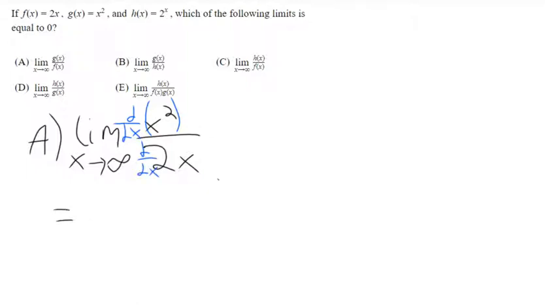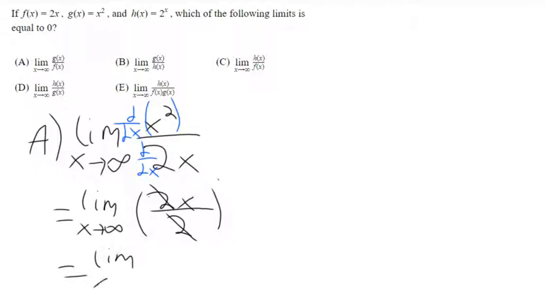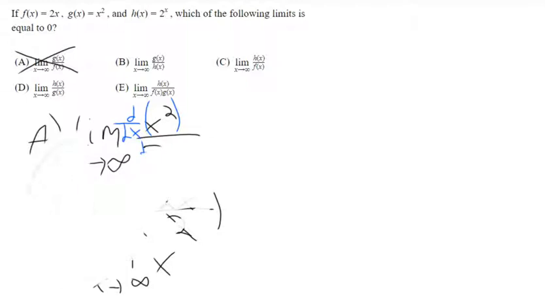So this is going to be equal to the limit as x goes to infinity. And on the top we have derivative of x squared is 2x. And on the bottom, derivative of 2x is 2. And the 2's cancel out, and we're left with the limit as x goes to infinity of x. And that limit does not exist, or it goes to infinity, whatever you want to call it. But the point is, it is not 0. So we know that the answer is not choice A. Now I'll erase this, and we'll do choice B.